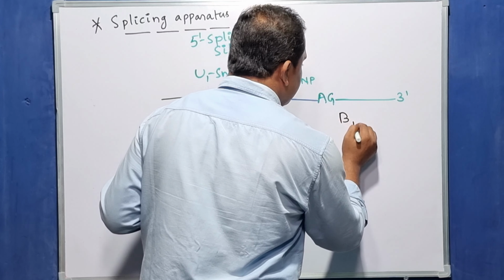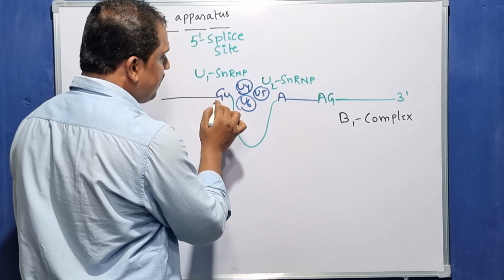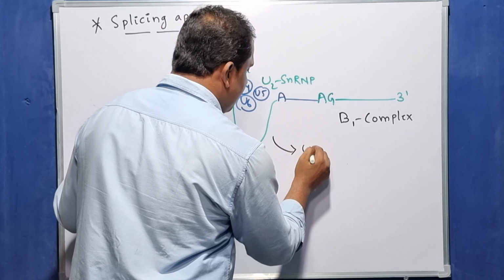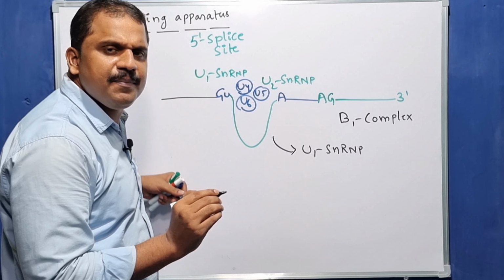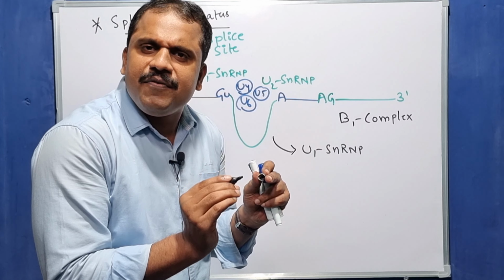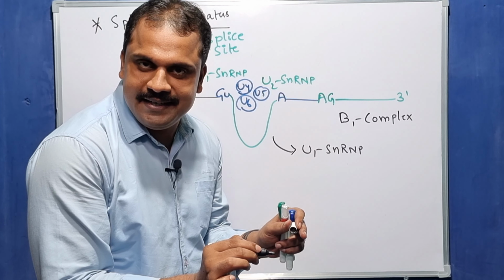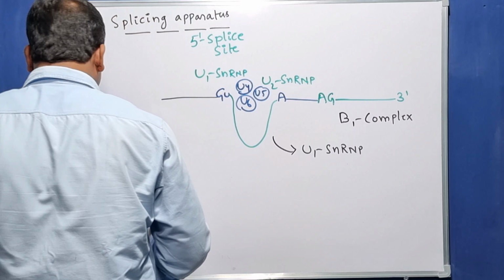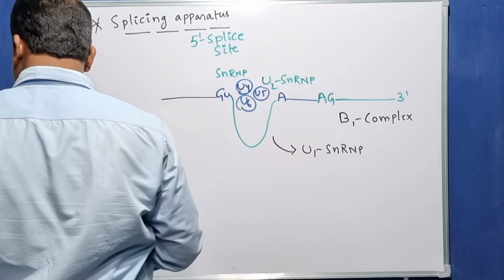After the successful formation of the B1 complex, the U1 snRNP, which was initially recruited to the 5' splice site, successfully dissociates from its respective site. Once the U1 snRNP dissociates from the 5' splice site, the U6 snRNP successfully settles on the 5' splice site. Is it clear? U6 snRNP, right?